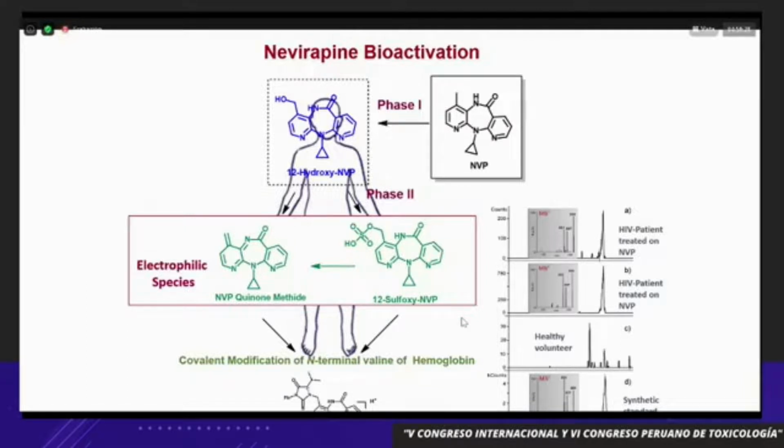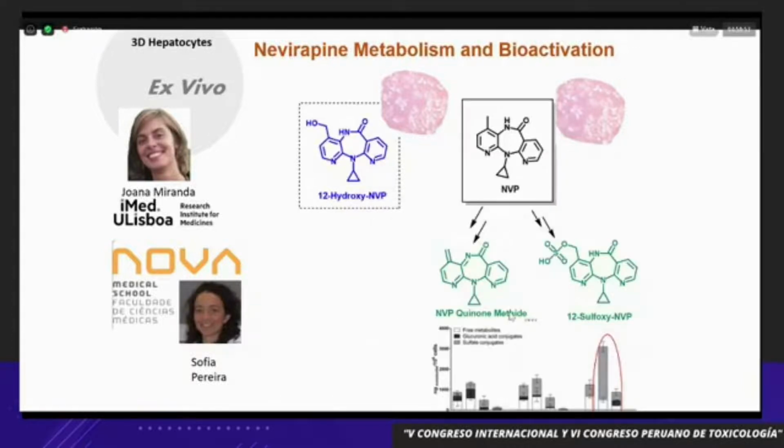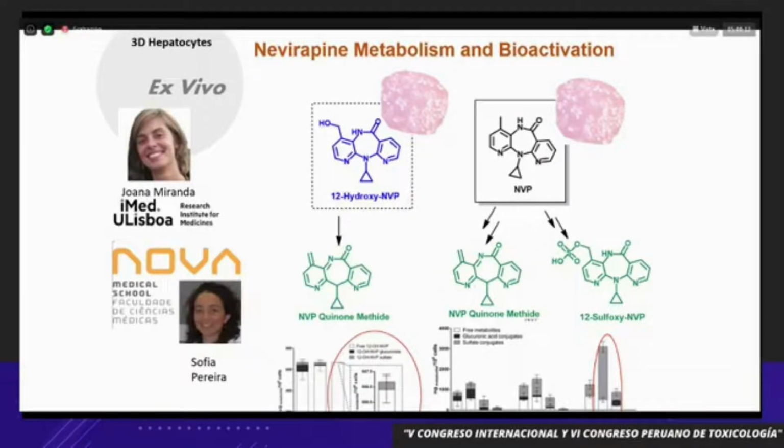So to investigate further this issue, we decided to perform incubations in 3D hepatocytes. We decided to perform two separate incubations, one with nevirapine and the other with 12-hydroxynevirapine. We first investigated if 12-sulfoxynevirapine could be formed in these incubations, and indeed, in the nevirapine incubation, we detected a considerable amount of 12-sulfoxynevirapine. However, and surprisingly, in the 12-hydroxynevirapine incubation, no sulfoxynevirapine was identified.